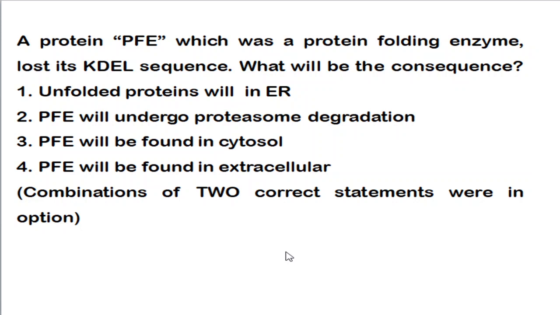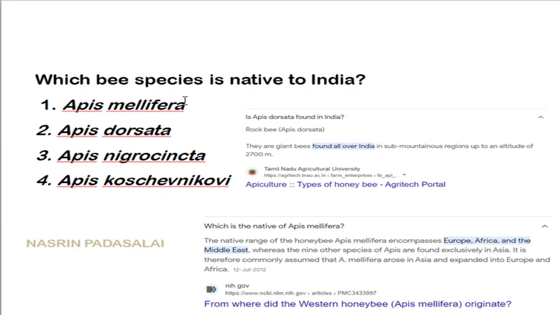So option number 1 and option number 4 are correct. Unfolded protein will be present in the endoplasmic reticulum, and those PFEs that have lost their KDEL sequence will be present in the extracellular portion.